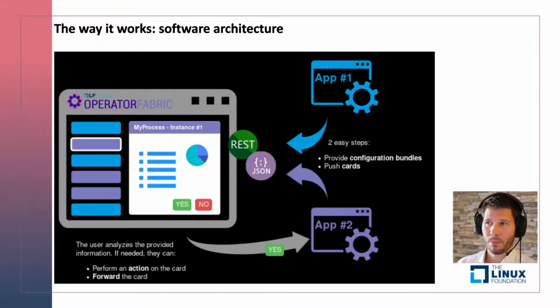From a software architecture perspective, OperatorFabric is very simple. Why? Because OperatorFabric is able to send a card by itself. We call it free messages. But the goal of OperatorFabric is to receive notifications through REST APIs. So it's very low cost to bring OperatorFabric into your IT system because your applications are maybe already ready to send notifications through REST APIs. So you can bring it into your control room really easily, and that's what we did.